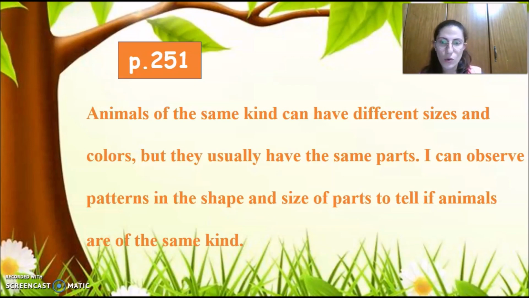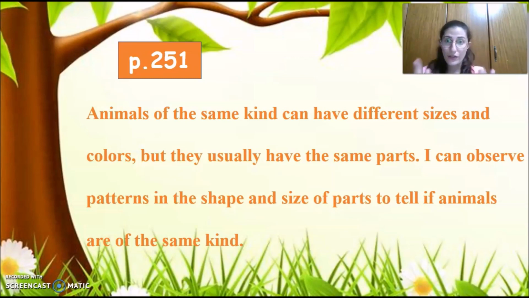So I'm gonna reread it one more time. Animals of the same kind can have different sizes and colors, but they usually have the same parts. I can observe patterns in the shape and size of parts to tell if animals are of the same kind. So animals of the same kind have different sizes and colors, but they usually have the same parts. Clear? So they share the same body parts, but they might have different sizes and colors.